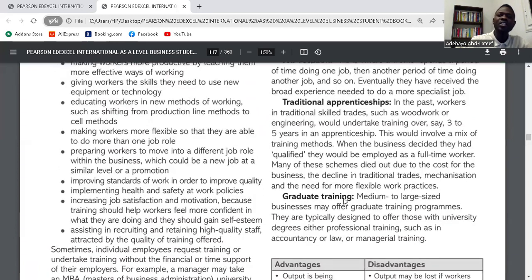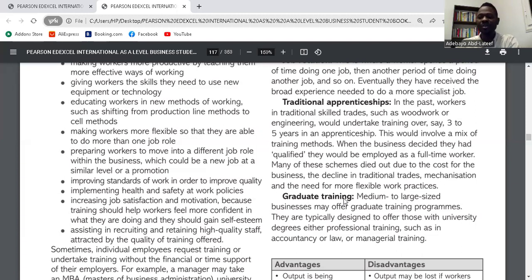Traditional apprenticeship. Here, before you start the job, you have learned how to do the job before you become a full employee. So that's what we call apprenticeship. You learn the job for a period of time, then you become an expert. They use this mostly for crafts, like a barber, a tailor. You learn for some years, then you become an expert.